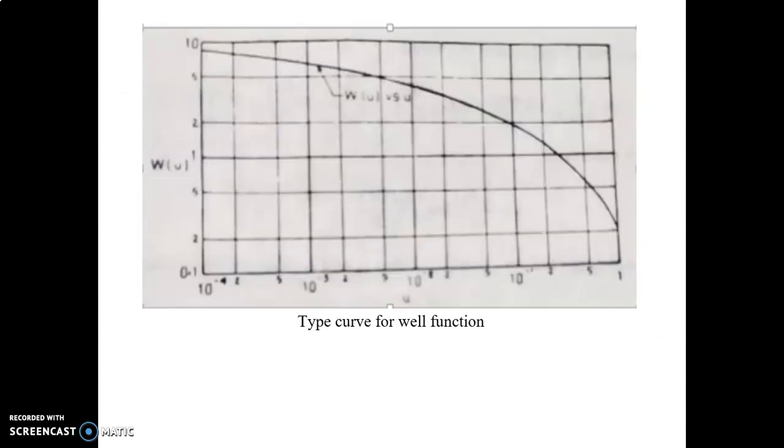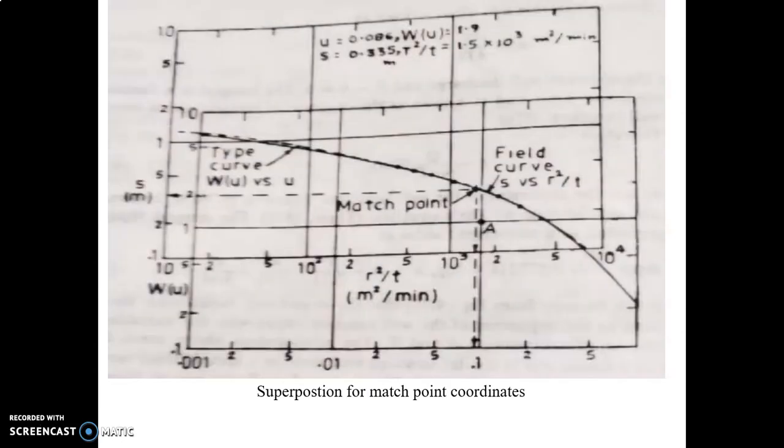So the curve shown here is a type curve for the well function, which is a semi-logarithmic graph between W(u) and u. So the curve represents the relationship between W(u) and u. So by superposition for the match point coordinates, the actual curve for the pumping test may be found out, and then the match between the curve of W(u) and u may be done.